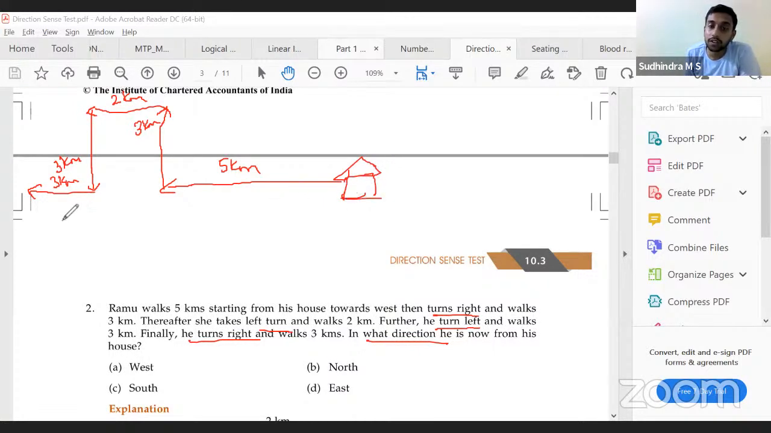So from his house, he is on the west side. Correct. So the answer is west. Correct. Next one.